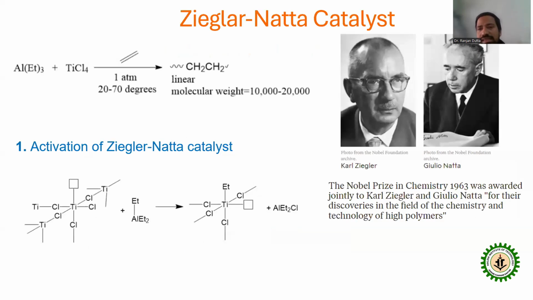Now, high density polyethylene is mainly prepared by this famous catalyst, the Ziegler-Natta catalyst. It was so important that in the year 1963, German scientist Carl Ziegler and Giulio Natta received the Nobel Prize for their discovery in the field of chemistry and technology of high polymers.